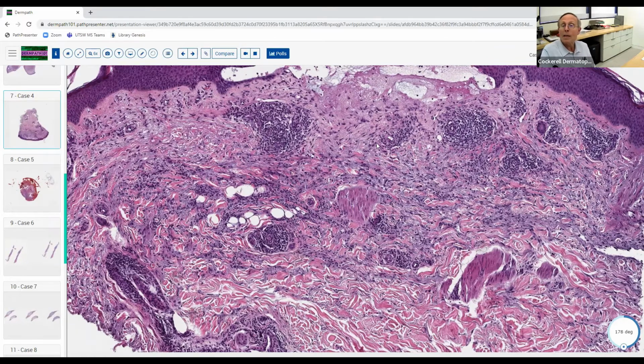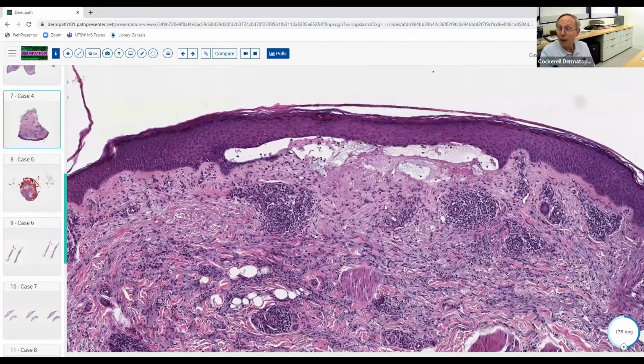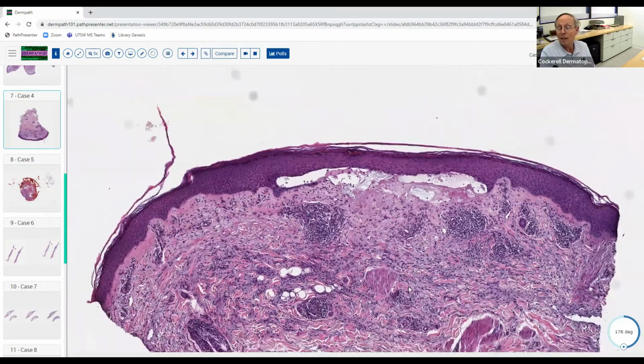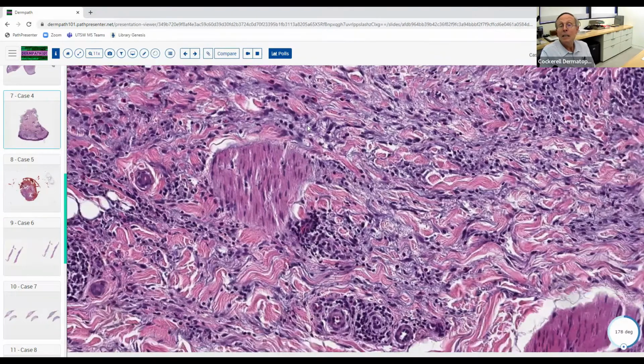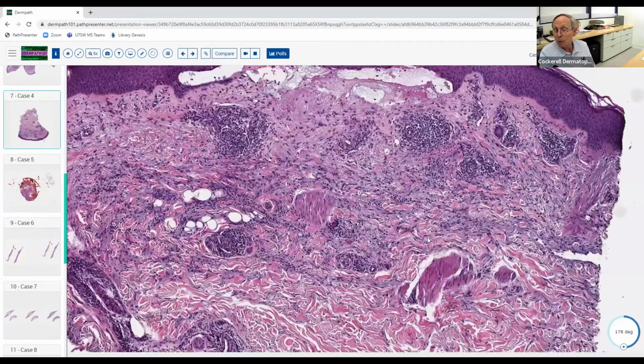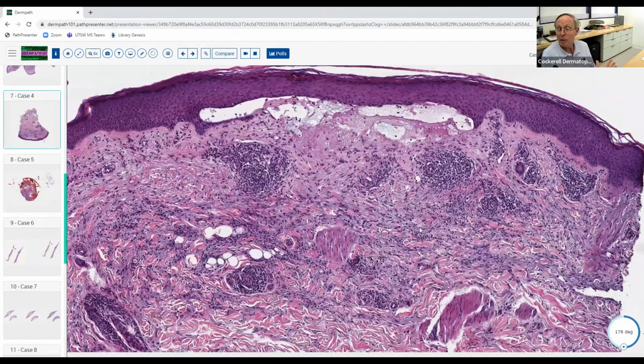It's possible that what may have happened here is this person got an insect bite reaction and then popped up with GA at the side of the insect bite, because there are some eosinophils in here, which is kind of interesting. But you do have the abundant mucin. Mucin is associated with GA very commonly.